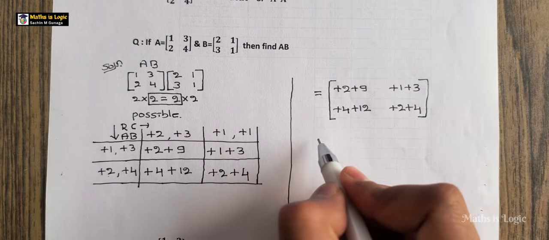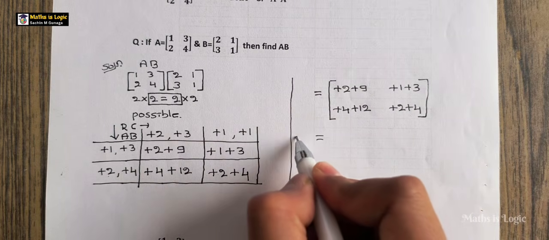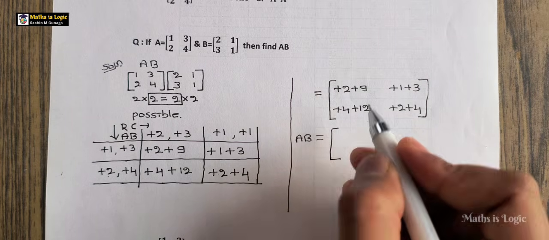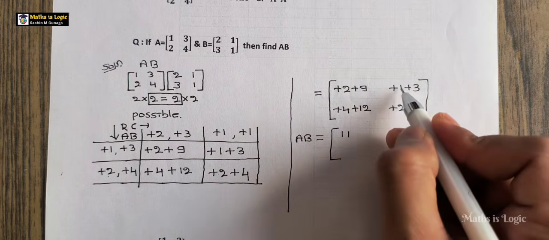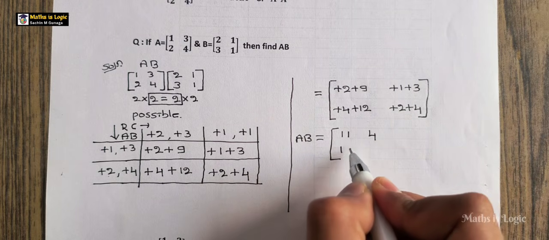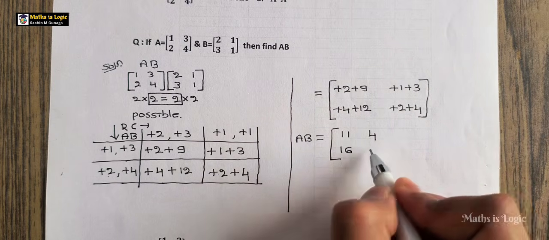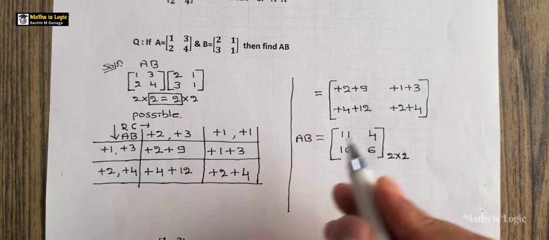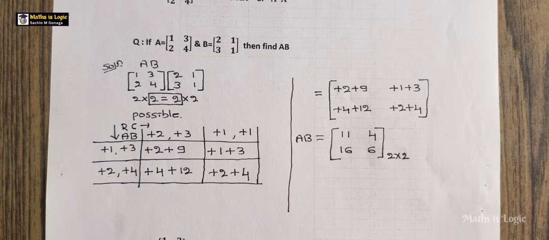Now use the calculator, otherwise directly you can do. Therefore, what is the AB value now? Final answer is 2 plus 9 11, 1 plus 3 4, 4 plus 12 16, 2 plus 4 is 6. So what is the order? 2 cross 2. So this is the value of AB.